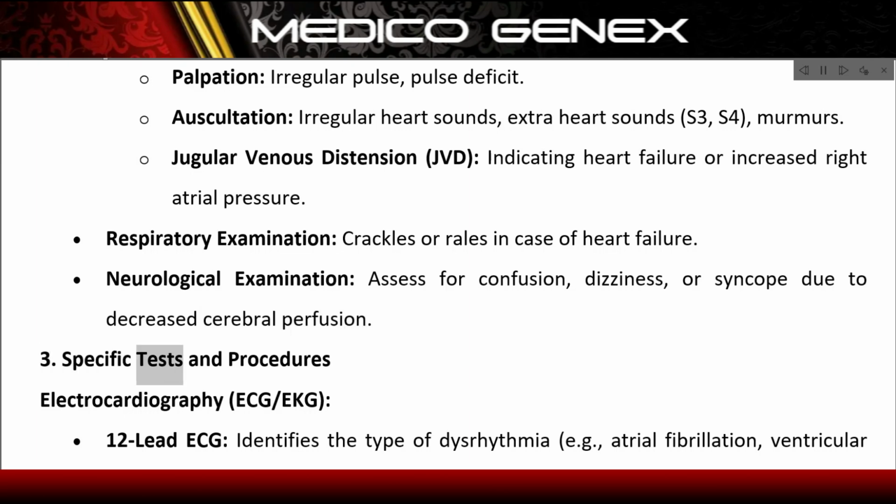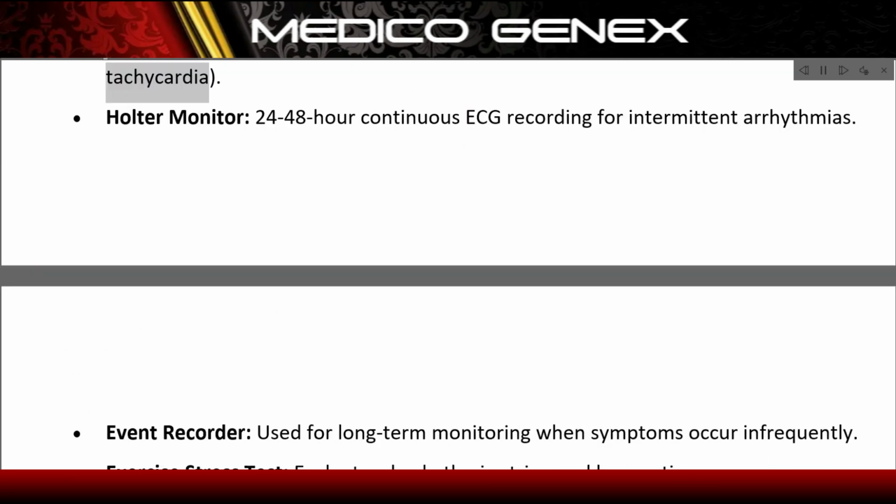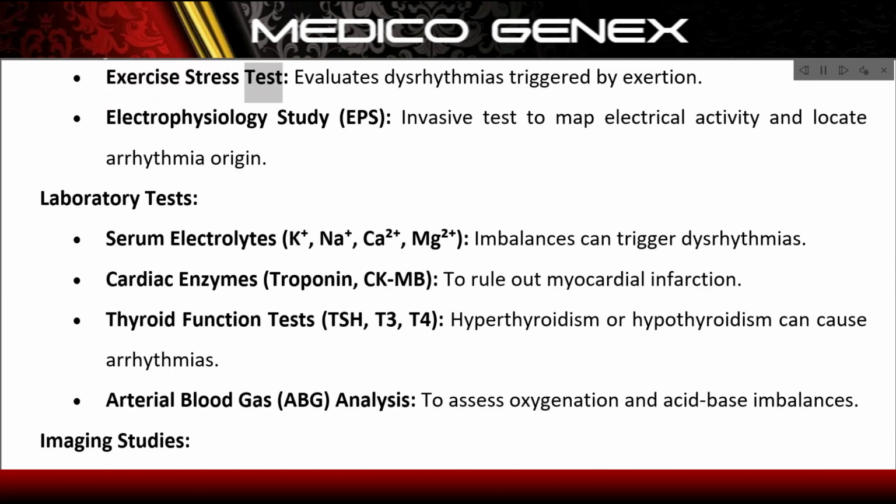3. Specific tests and procedures. Electrocardiography, ECG/EKG. 12-lead ECG, identifies the type of dysrhythmia, example atrial fibrillation, ventricular tachycardia. Holter monitor, 24-48-hour continuous ECG recording for intermittent arrhythmias. Event recorder, used for long-term monitoring when symptoms occur infrequently. Exercise stress test, evaluates dysrhythmias triggered by exertion.